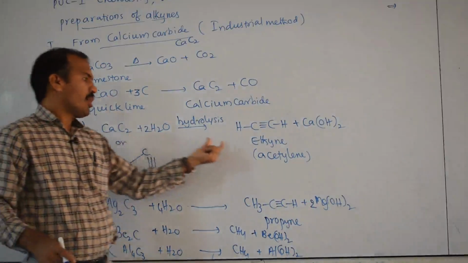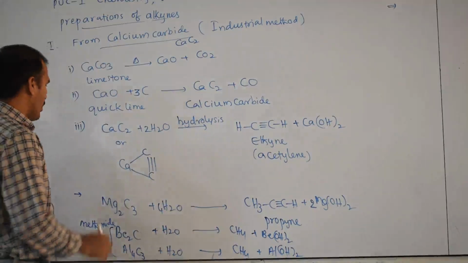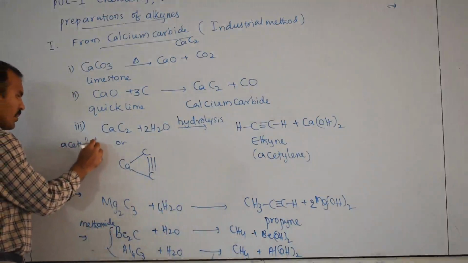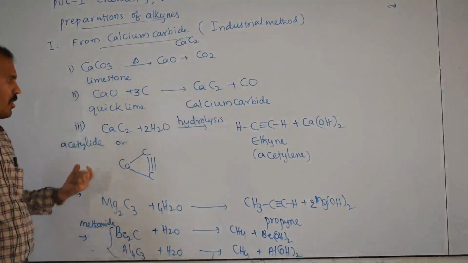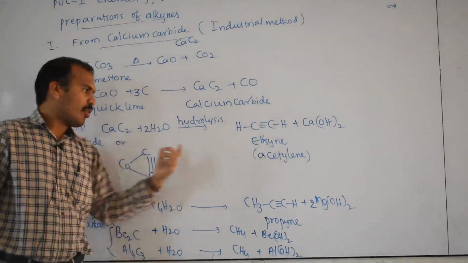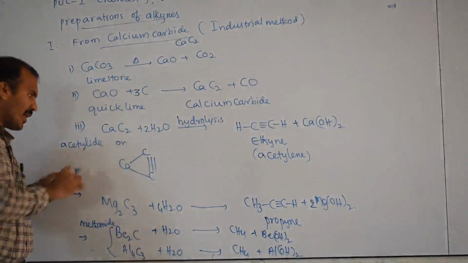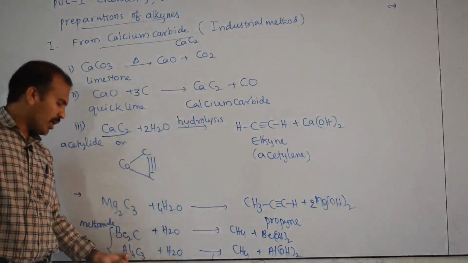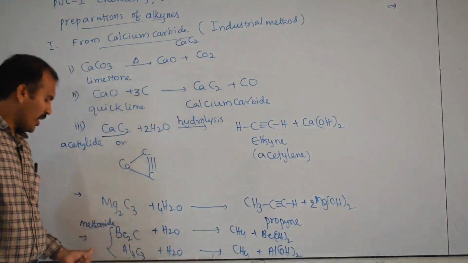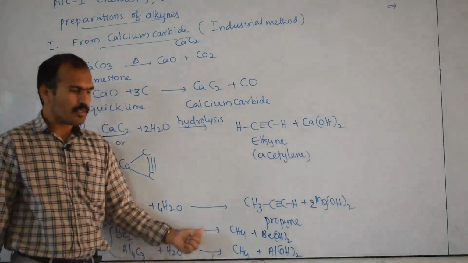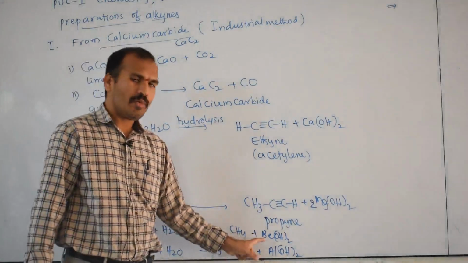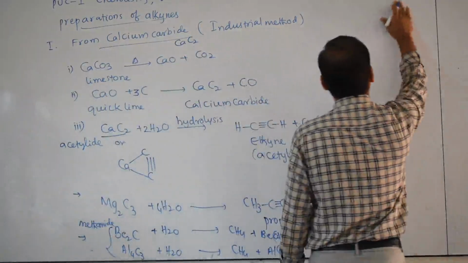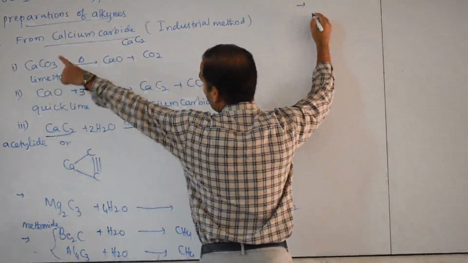And calcium carbide gives acetylene. Therefore these are known as acetylides. Acetylide means what? That which gives acetylene on hydrolysis is called an acetylide. So calcium carbide is known as an acetylide. Beryllium carbide and aluminum carbide are both known as methanides, because on hydrolysis they give methane. But keep in mind, these are not balanced equations, you balance them. This is the first method.